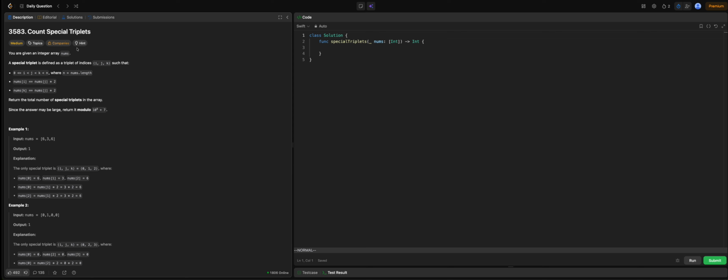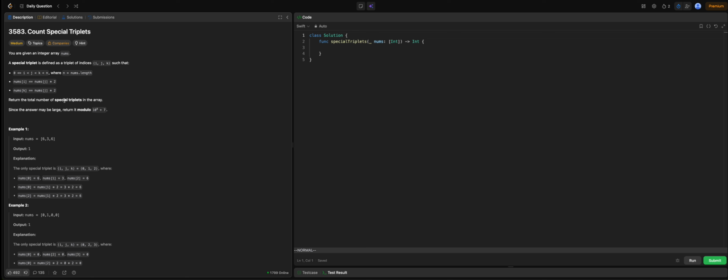So the Leetcode problem is Count the Special Triplets. We're given an integer array of nums. A special triplet is defined as a triplet of indices i, j, and k such that all of these numbers are within the range of the array length, where i is less than j, j is less than k, and k is less than n. The number at i is equal to the number at j multiplied by 2, and the number at k is equal to the number at j multiplied by 2. We have to return the total number of special triplets in the array.